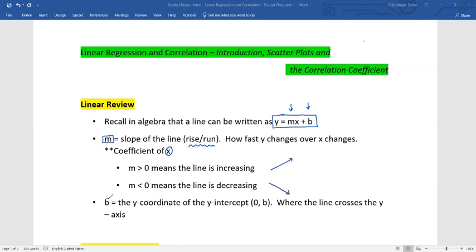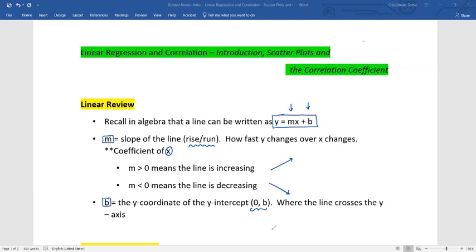b is the y-coordinate of the y-intercept. It is called the y-intercept as a point on the rectangular coordinate system. This will correspond to (0, b). This is where the line crosses the y-axis.